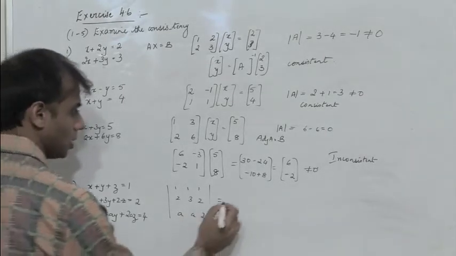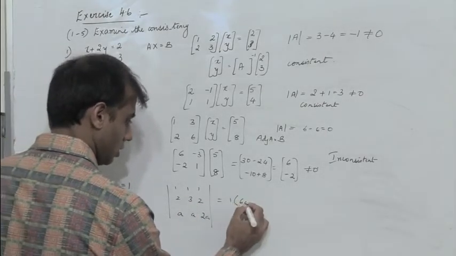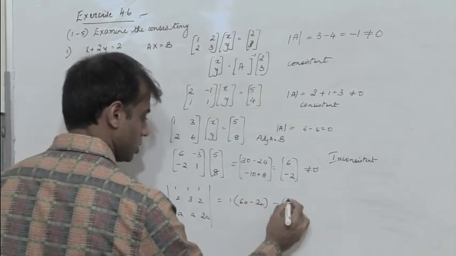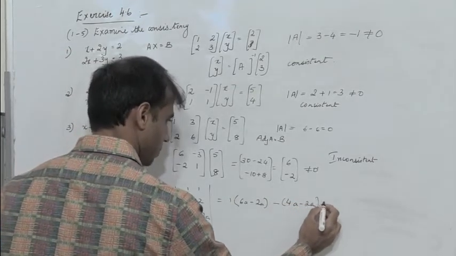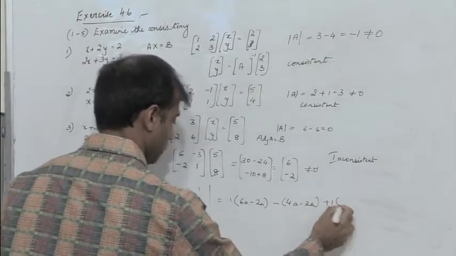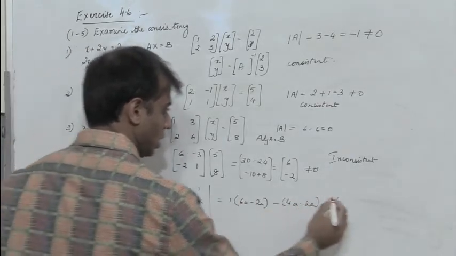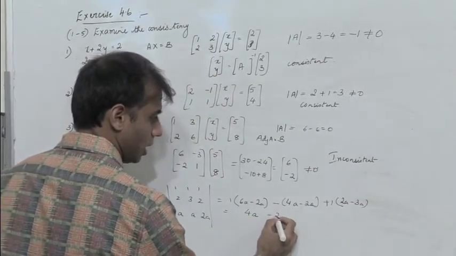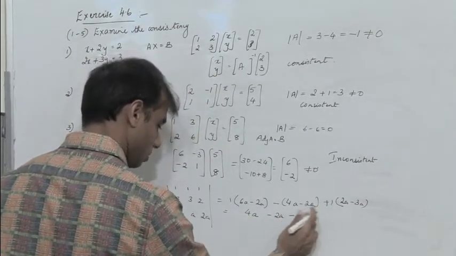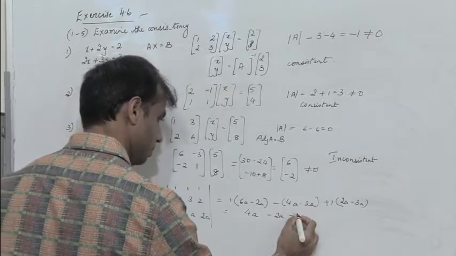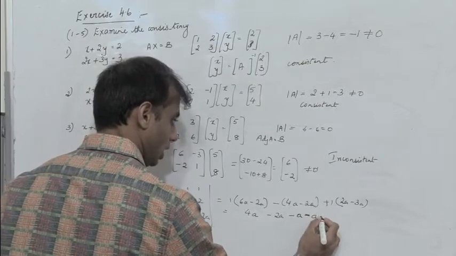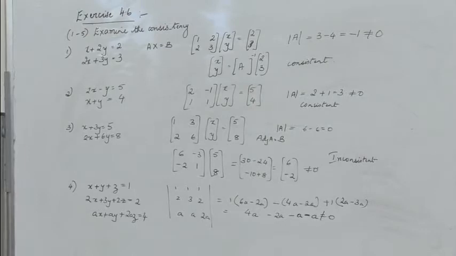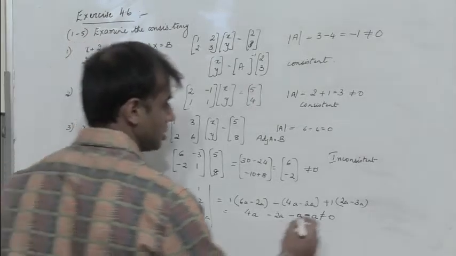So here you have 1 into 6a minus 2a. Next we have minus 1 into these two, multiply these two, which is 4a minus 2a. Then I have plus 1 into, multiply these two, 2a minus 3a. So here we get 4a, we get minus 2a, and here we get minus a, which is equal to a, and this is not equal to 0. So since the value of the determinant is not equal to 0, we conclude that the system is consistent.